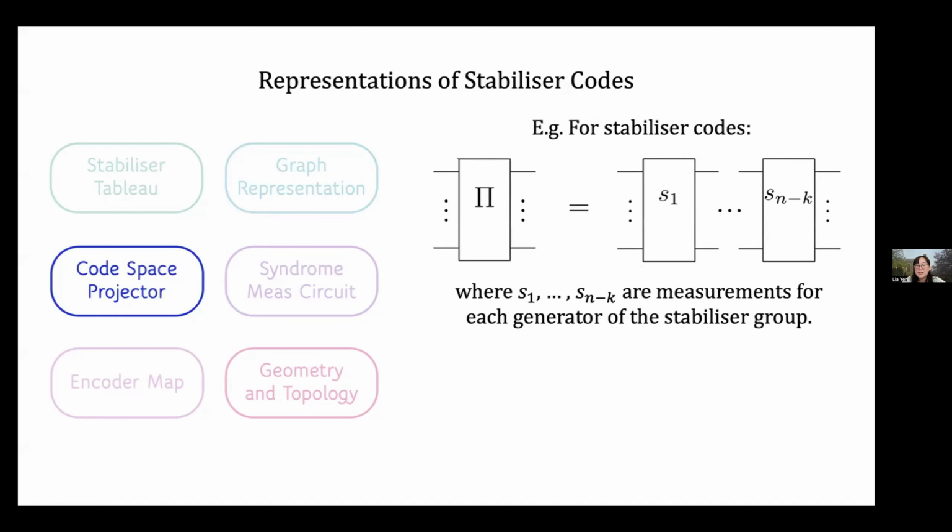For stabilizer codes, as we showed before, you can think of it with the projector picture, which is the projector onto the code space, which you can further decompose into n minus k projectors, one for each stabilizer generator.